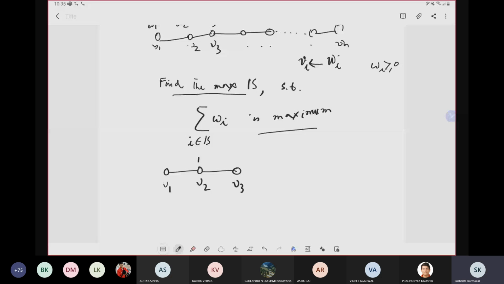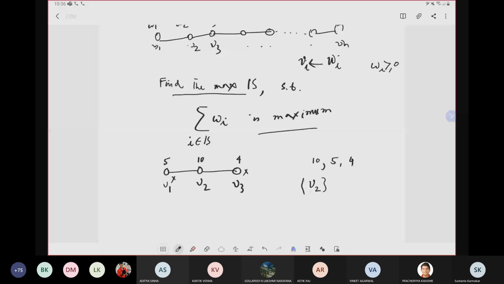Okay, so if I sort them, then the numbers become like this. So I take the first vertex v2, and once I take v2, I cannot take v3 or v1, and I declare that this is the maximum independent set.